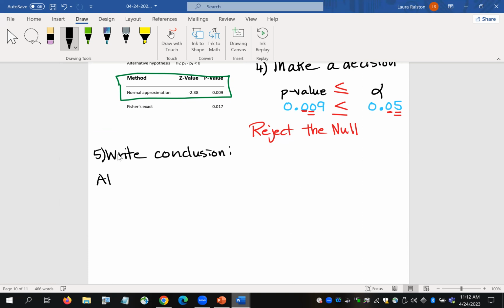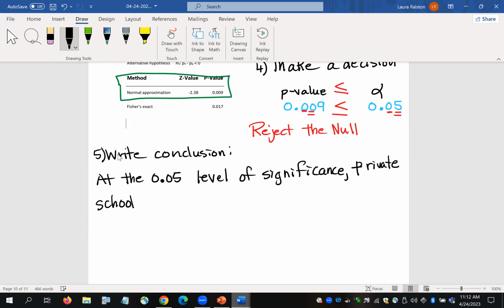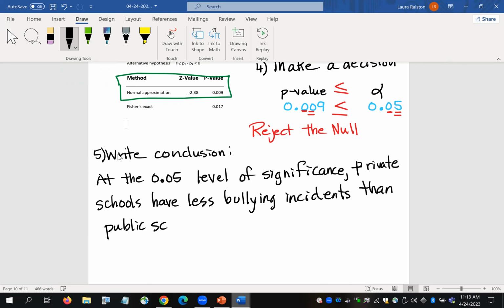We would say at the 0.05 level of significance, private schools have less bullying incidents than public schools.